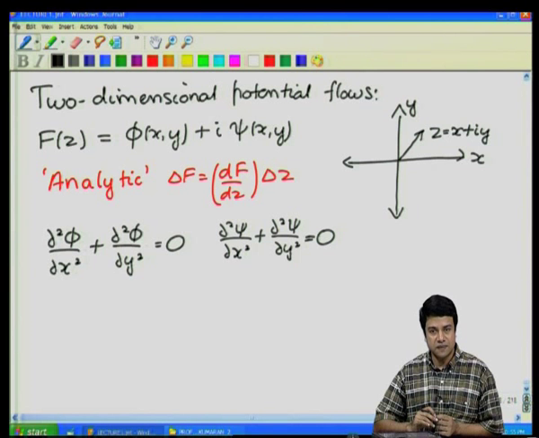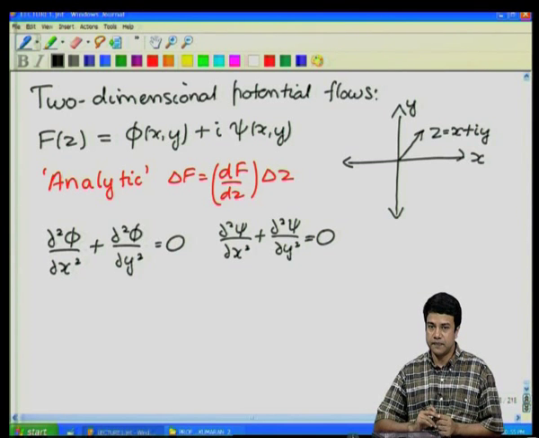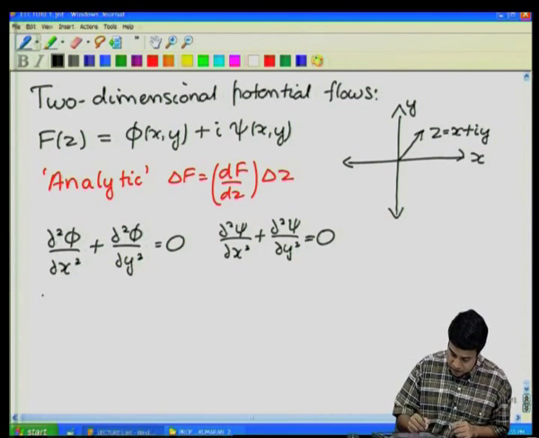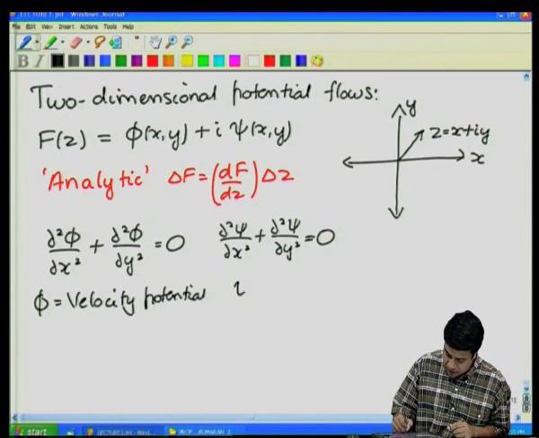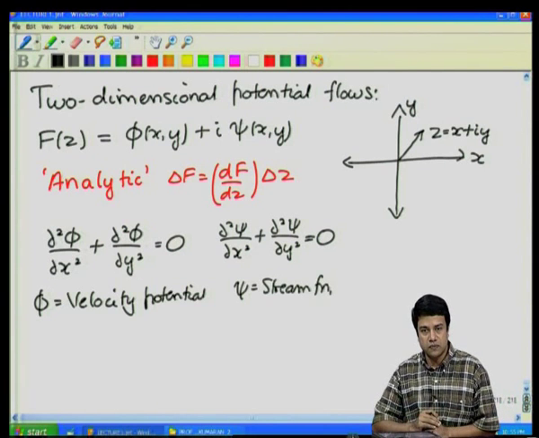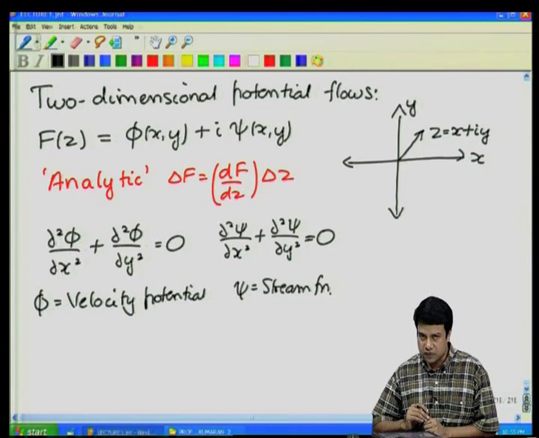So, if we assign the physical interpretation of the velocity potential to this function phi, then from the Cauchy-Riemann conditions that we had in the previous lectures, the function psi is the stream function. So, phi is the potential, and psi is the stream function. These are the two functions which are the real and imaginary parts of the complex function f. So, f is a complex potential whose real part is the velocity potential and imaginary part is the stream function.